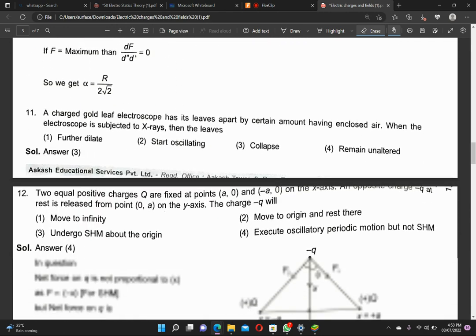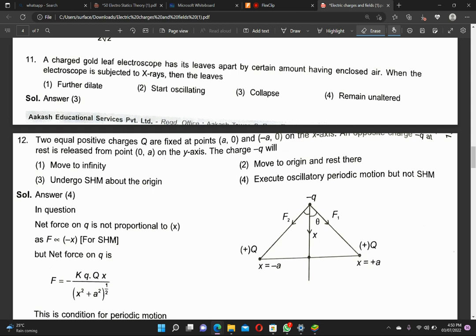Yeah, so our next question is: a charged gold leaf electroscope has its leaves apart by a certain amount, having enclosed air. When the electroscope is subjected to X-rays, then the leaves again start collapsing. So here again, that experiment you have to study. Remember, whenever they are subjected to X-rays, they start collapsing.